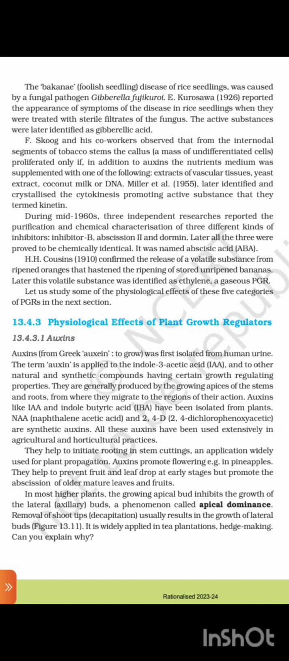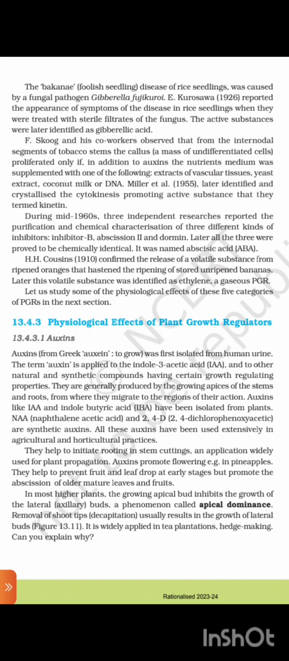They help to initiate rooting in stem cuttings, an application widely used for plant propagation. Auxins promote flowering, for example in pineapples. They help to prevent fruit and leaf drop at early stages but promote the abscission of older mature leaves and fruits. In most higher plants, the growing apical bud inhibits the growth of the lateral axillary buds, a phenomenon called apical dominance. Removal of shoot tips (decapitation) usually results in the growth of lateral buds. Figure 13.11. It is widely applied in tea plantation hedge making.